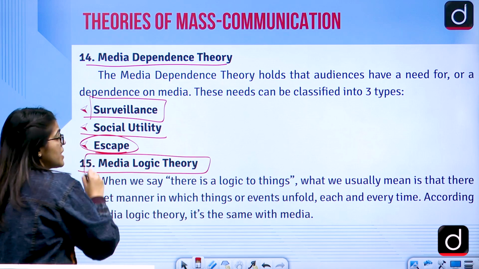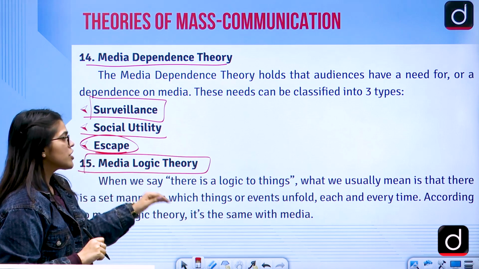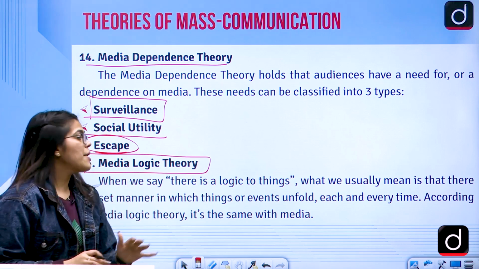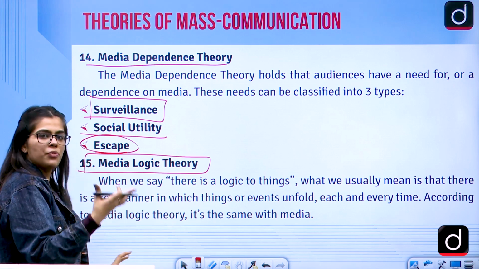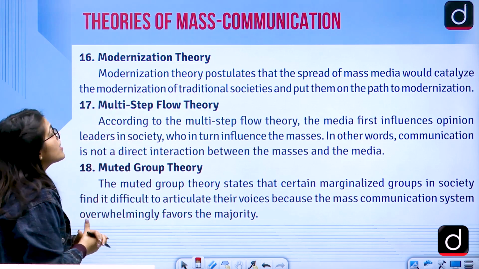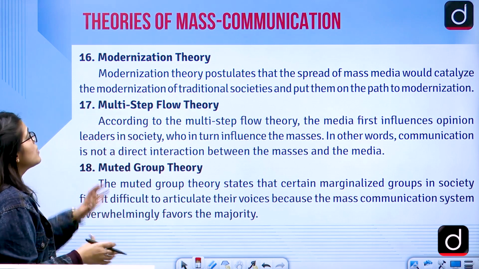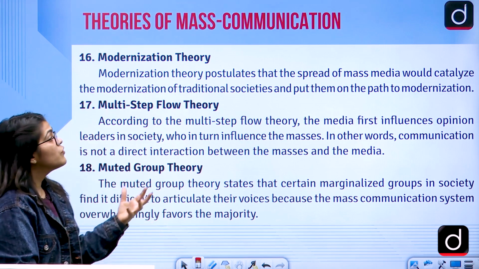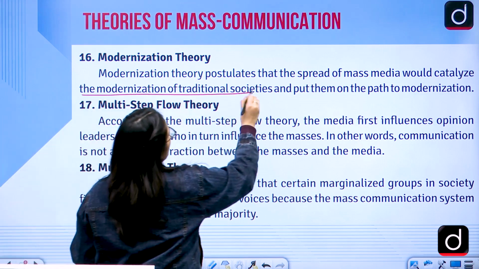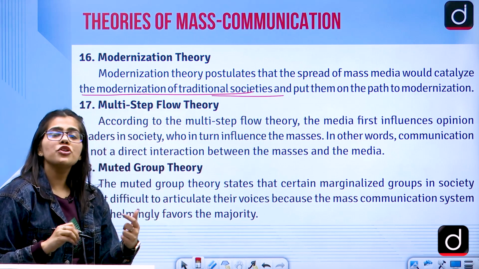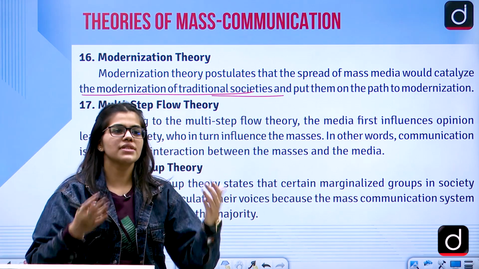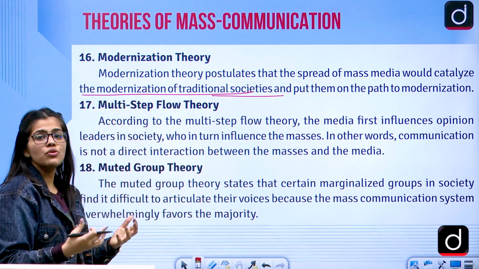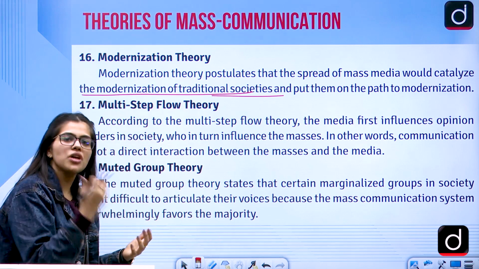Then there is the media logic theory. This media logic theory says that there is always a set of manners that will unfold, and media will help you to think about a particular thing in a logical manner. Then there is the modernization theory. The modernization theory postulates that the spread of the mass media would catalyze a modernization of the traditional society. So whenever you want to modernize a particular country or a particular state, a particular community, you have to use media, and media is being used to push them towards modernization, urbanization.